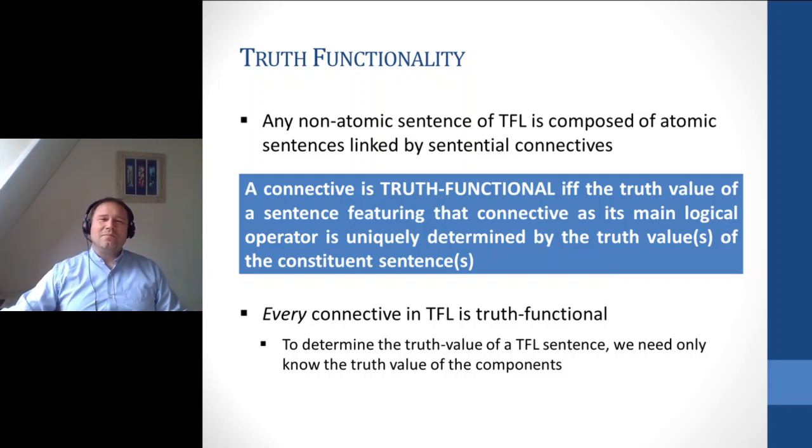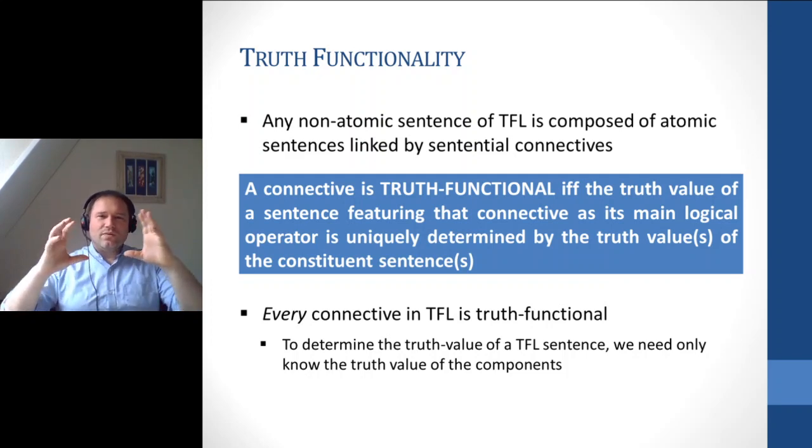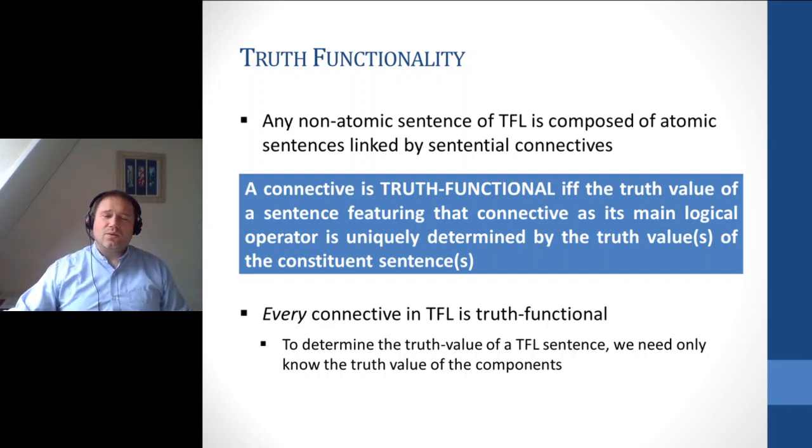That is, we can say a connective is truth functional if and only if the truth value of a sentence featuring that connective as its main logical operator is determined uniquely by the truth values of the constituent parts. That's a complex way basically to say a connective's truth functional if the truth value of a sentence featuring it is determined entirely by the truth value of the parts. We fix the values of the parts, then we figure out exactly which connective it is, and it will play a certain kind of way, and then that's going to give us the truth value of whatever complex sentence we have featuring it.